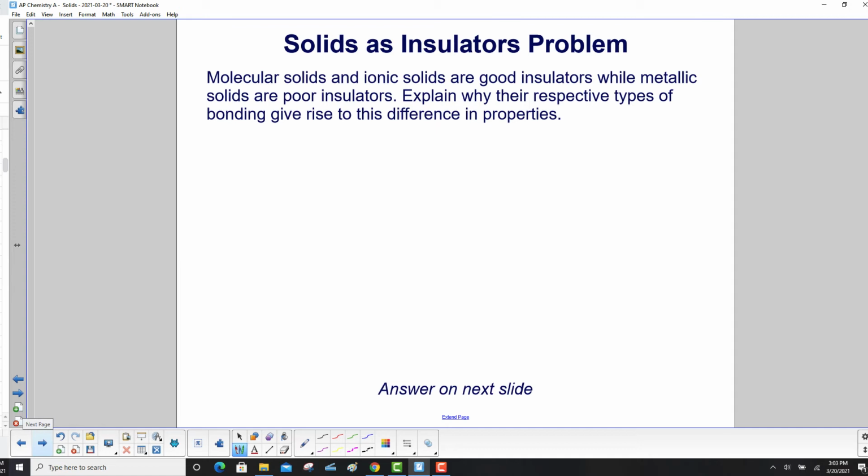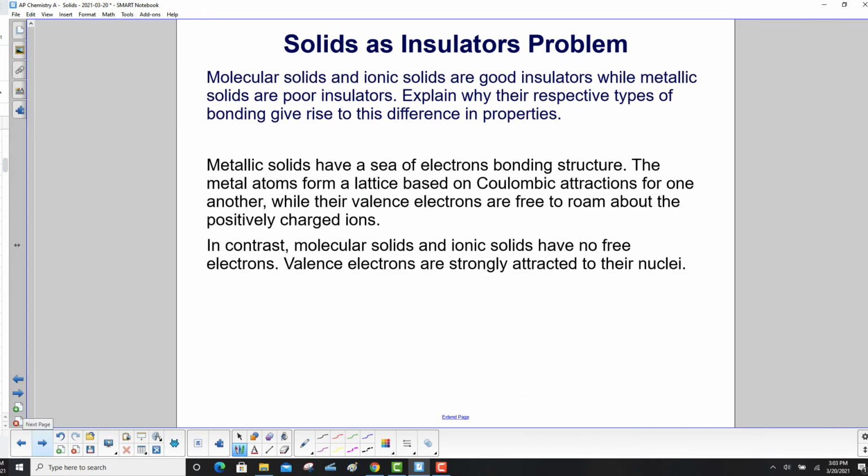Molecular solids and ionic solids are poor conductors, while metallic solids are good conductors. Explain why their respective types of bonding give rise to this difference in properties. Metallic solids have a sea of electrons bonding structure. The metal atoms form a lattice based on Coulombic attractions for one another, while their valence electrons are free to roam about the positively charged ions. And then when you apply a voltage to that, the electrons move, which is a current.